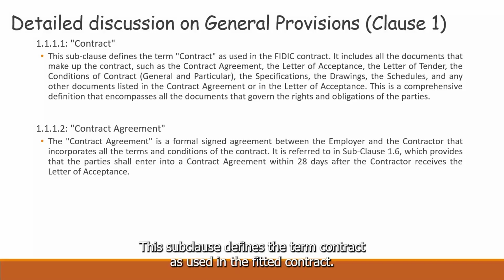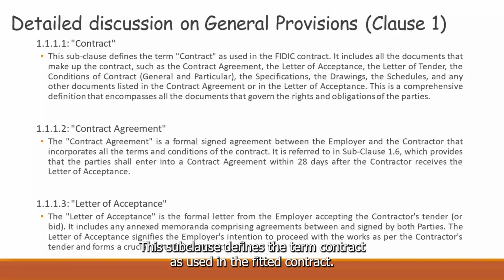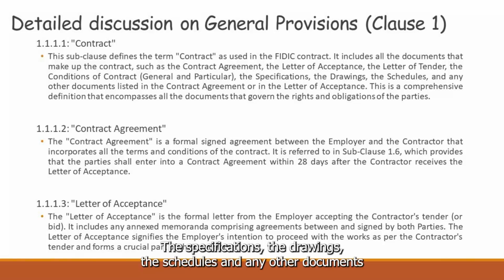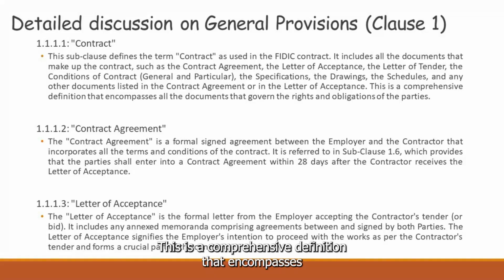Clause 1.1.1.1 Contract. This subclause defines the term contract as used in the FIDIC contract. It includes all the documents that make up the contract, such as the contract agreement, the letter of acceptance, the letter of tender, the conditions of contract, general and particular, the specifications, the drawings, the schedules, and any other documents listed in the contract agreement or in the letter of acceptance. This is a comprehensive definition that encompasses all the documents that govern the rights and obligations of the parties.